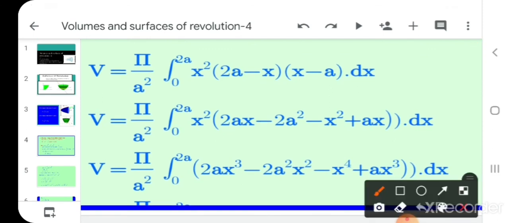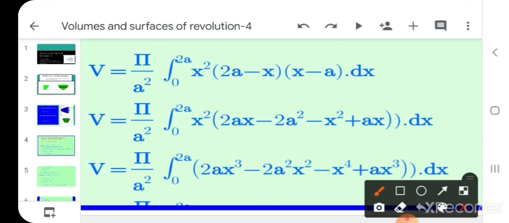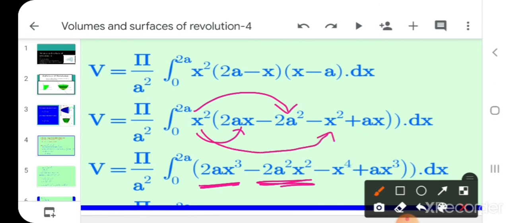Is it clear? First I substitute the limit values and y square value. Then I write the constant, pi by a square, outside, and multiply these 2 terms first. 2a into x is 2ax, 2a into minus a is minus 2a square, minus x into x is minus x square, minus x into minus a is plus ax. Next multiply with x square: 2ax cube, minus 2a square x square, minus x power 4, and ax cube.